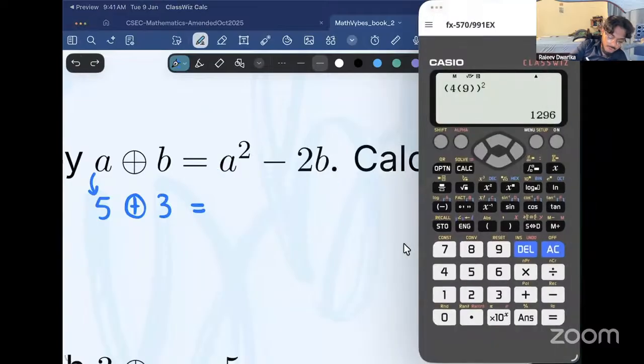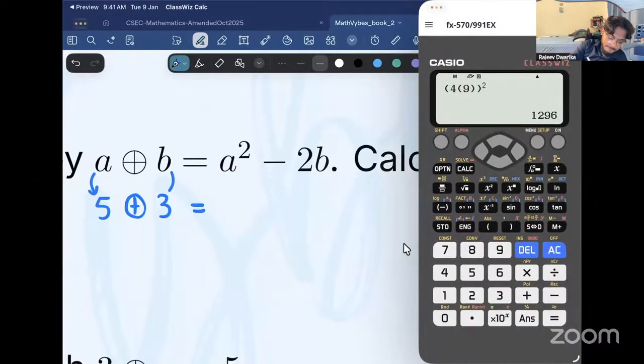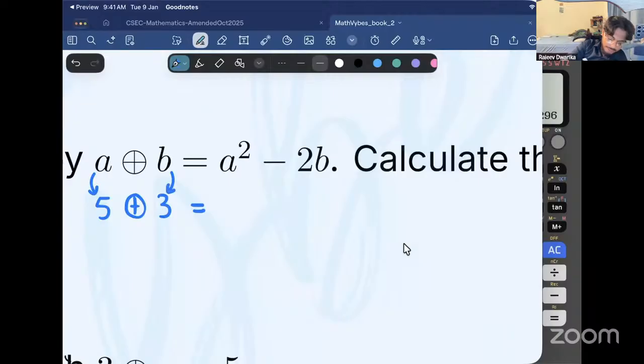So we're gonna square A. So A is 5, so we're gonna say 5 squared. And then I'm gonna minus 2 by B. What's taking the place of B? So 3. That's all. That's it. You understand? Simpler than you think.